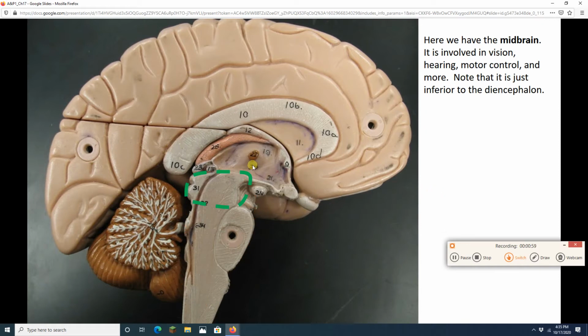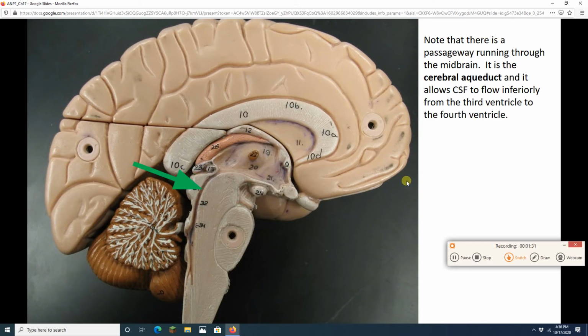All right, here we got the midbrain. There it is. It's going to play roles in vision, hearing, motor control, and a lot more. It is just below the diencephalon. And like we said earlier, this is the pons right below it. Got some neighboring things to the midbrain. We said we got the diencephalon. Right in front, we got the mammillary body. Right behind, we got the tail end of the corpus callosum, as well as the top of the cerebellum as well. Okay, running through the midbrain is a passageway called the Cerebral Aqueduct.